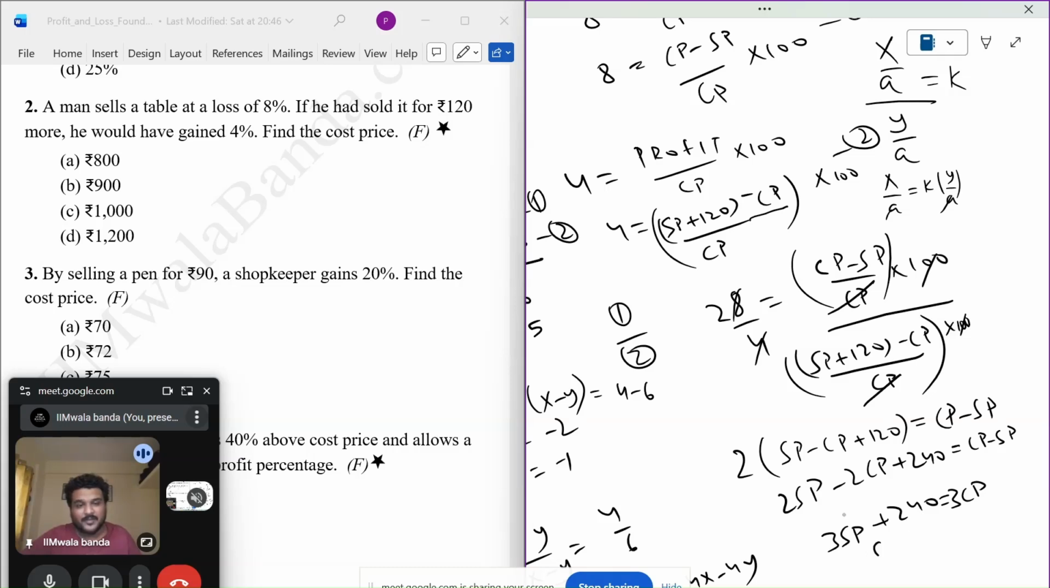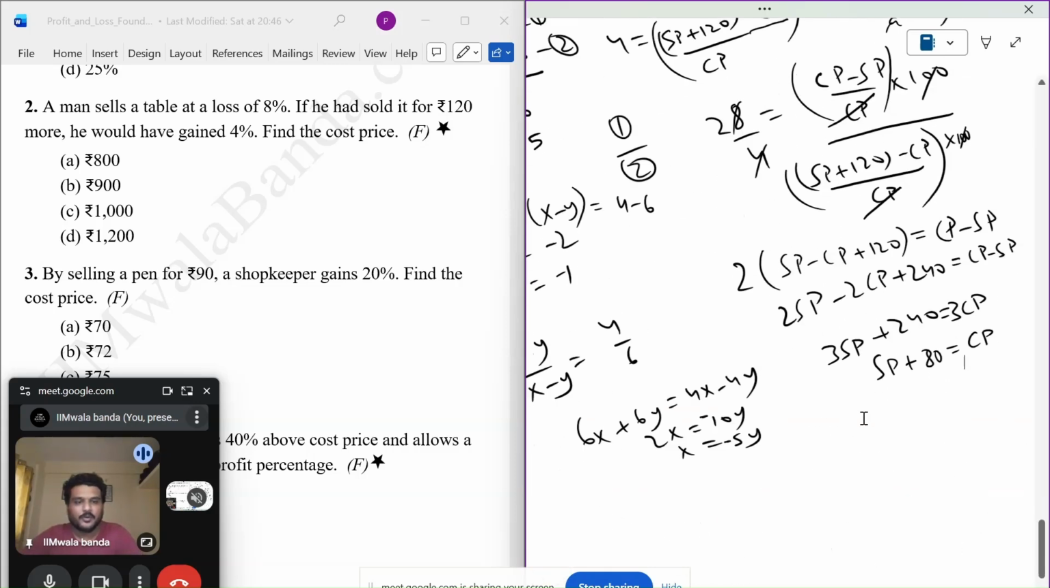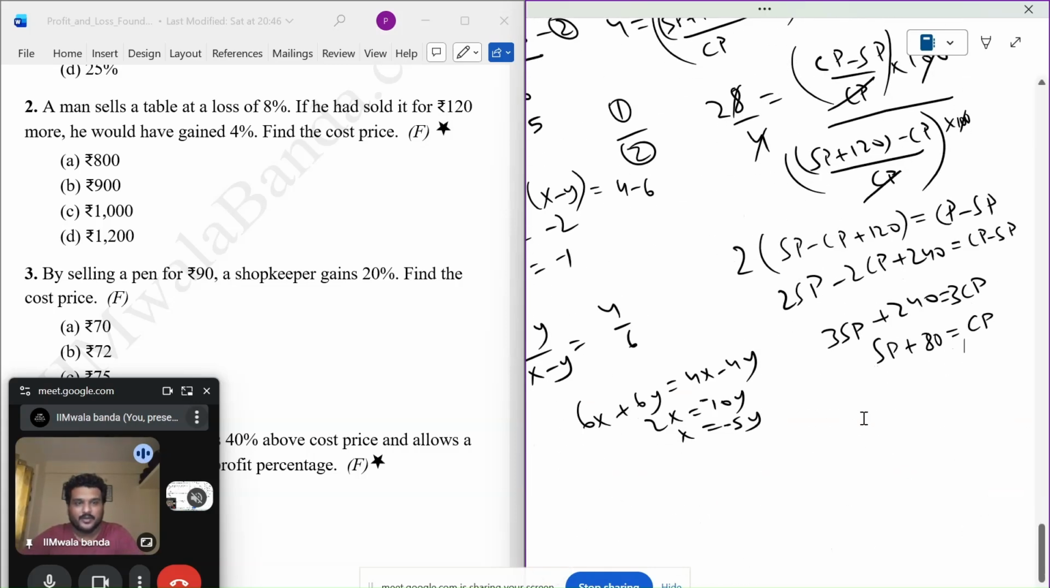And these are all multiples of threes, and don't see it as 35p. Be very sure that this is S and this is 3. So be very mindful of how you are making your rough work, because there are a lot of chances of getting lost in some silly mistake. So this is SP plus 80 is equal to 3 is equal to CP, because 3 was removed from all the sides. Now what? This is my first equation, right?